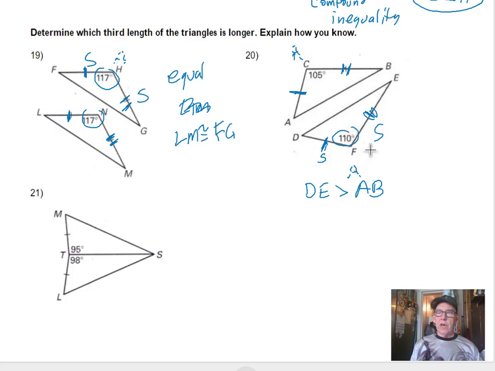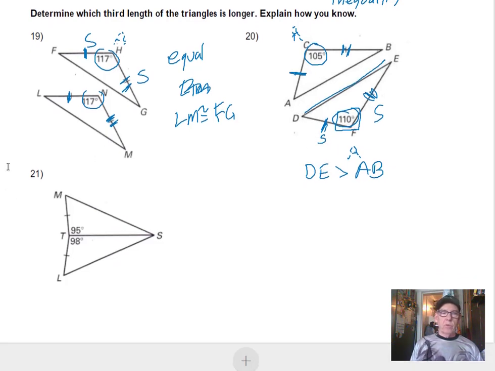And when you have this side angle side pattern, the two angles in between determine whether they're going to be equal, like in this one, or which side is going to be larger. The larger side is always going to be opposite the larger angle. So opposite the 110, we got DE.